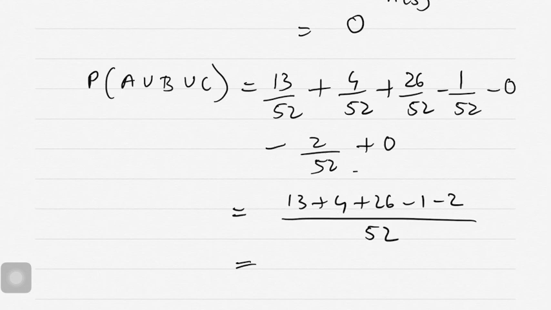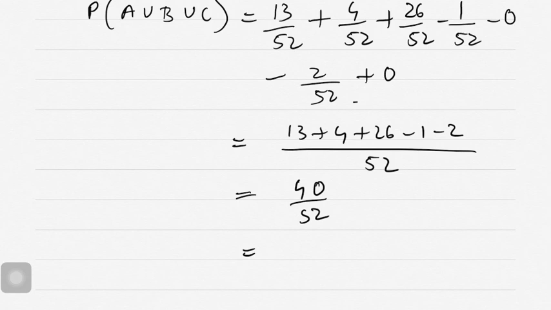How much does it come to? I think it comes to 40 by 52. Yes? 23, 24, 30, yeah. 40 by 52. So now you can simplify. So the final answer is 10 by 13. Yeah.